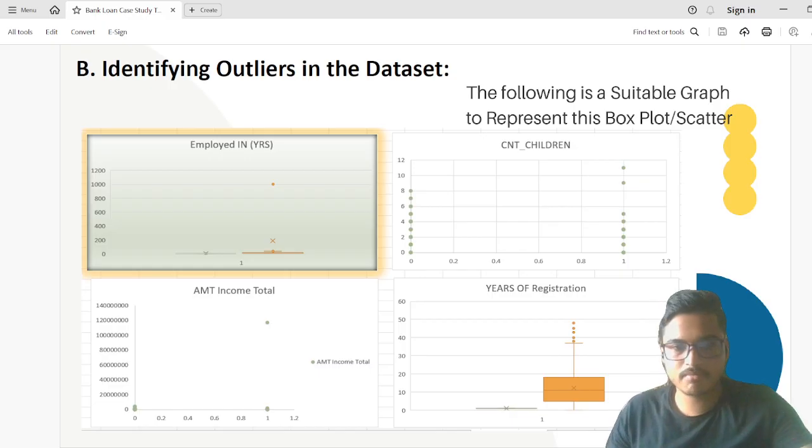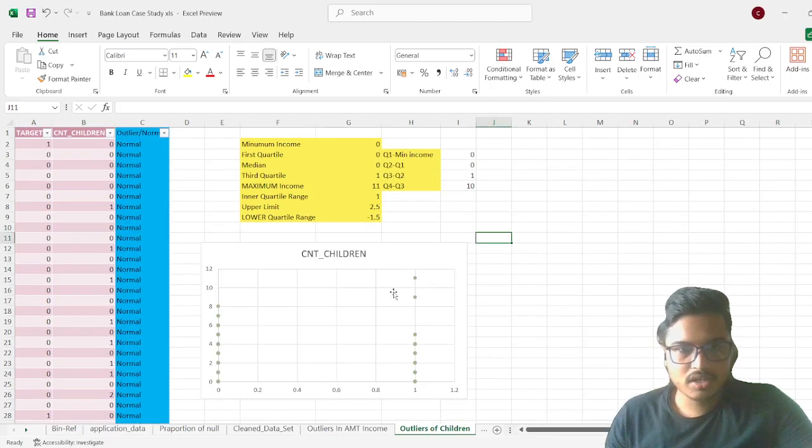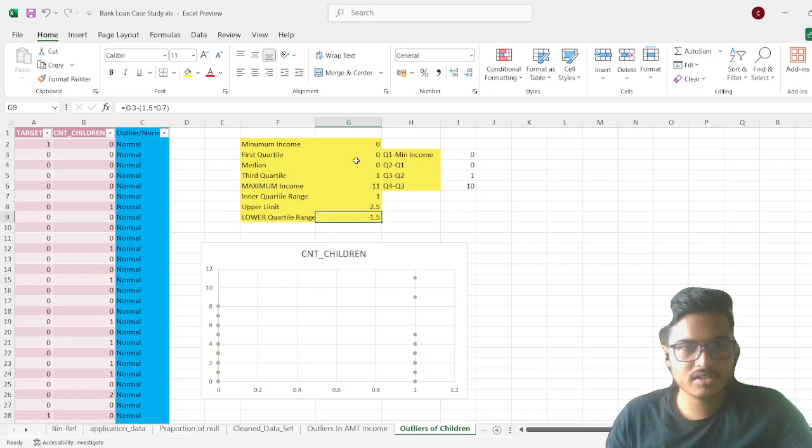Okay, let me come back so that I can show you properly in our Excel sheet. Yes, here. So this is the outlier in income total and outlier in children, as explained. The same thing we did: we find Q3 and Q1, then the interquartile range, that is Q3 minus Q1, and then the upper limit, which is nothing but the G5 column, the third quartile, plus 1.5 times the interquartile range, and the lower limit, that is the first quartile, minus 1.5 times the interquartile range.